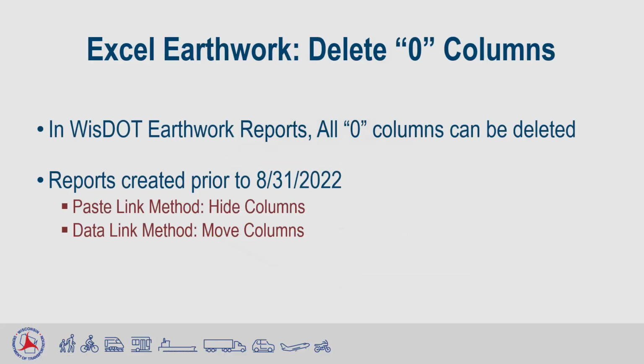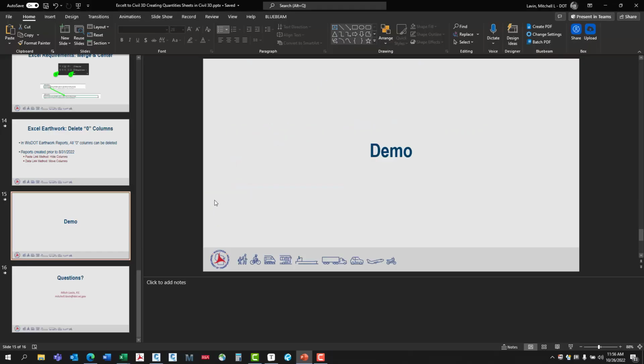And then specifically for earthwork and the WisDOT earthwork report, there's a few things we need to do to get it prepared for the earthwork data sheets and the earthwork summary. The first thing we need to do is delete the columns that contain all zeros. So we'll jump into Excel here.